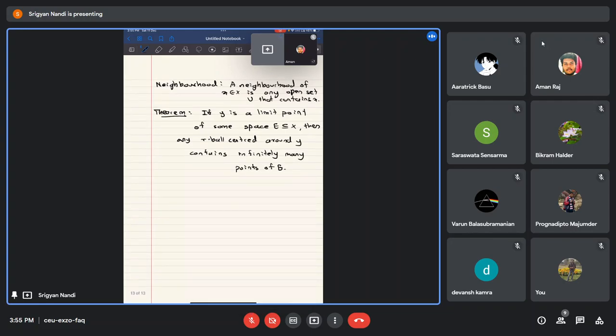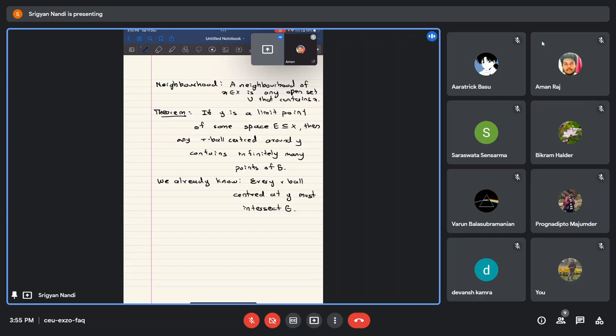So we already know that every R ball centered at Y must intersect E, since Y is a limit point of E.